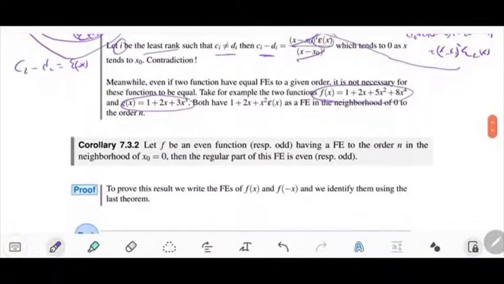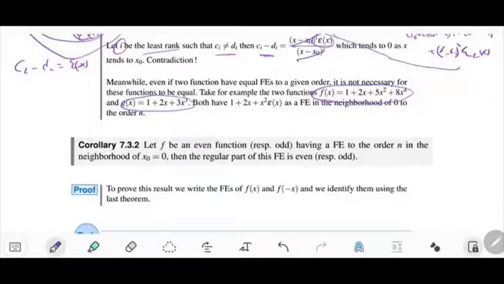We can also prove that if f is an even function and it has a finite expansion to the order n in the neighborhood of a point x0, which should be equal to 0 in this case, then the regular part of this function, the polynomial part, will be also even. And if f is odd, the regular part will be also odd.